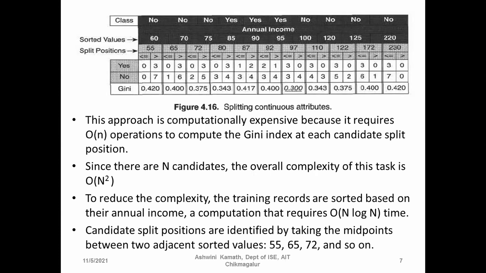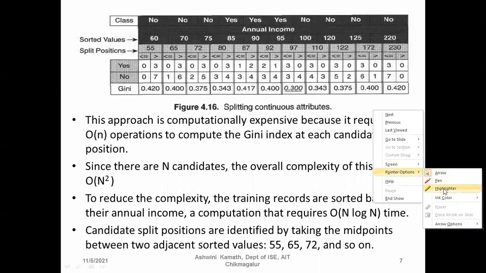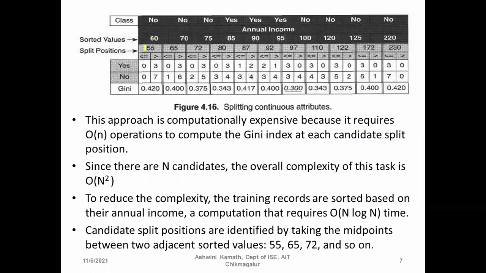are identified by taking the midpoint between two adjacent sorted values. For the first one, you consider 50 and 60. Here we have sorted values, right? For the first one we don't have the previous value, so you consider it as 50. If it is 50 and 60, the in-between value is 55. That is the split position.